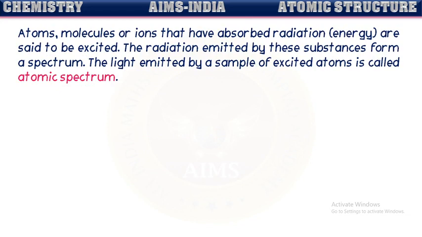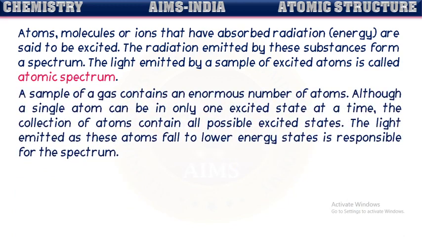Atoms, molecules, or ions that have absorbed radiation are said to be in an excited state. The radiation emitted by these excited substances forms a spectrum. So, the light emitted by a sample of excited atoms is called atomic spectrum. Consider a sample of a gas containing an enormous number of atoms.